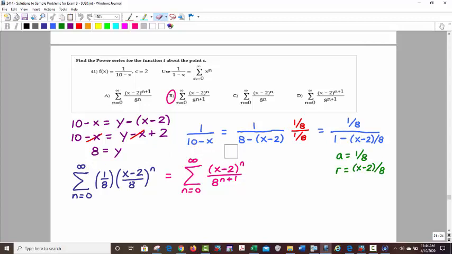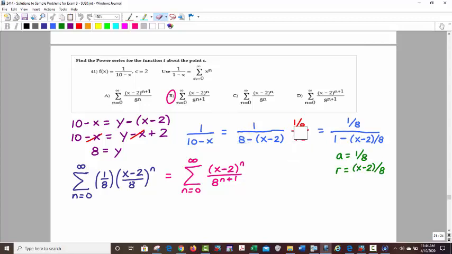So 1 over 10 minus x can now be represented as 1 over 8 minus x minus 2. Now you can check that real easily to make sure that 8 minus x minus 2 does equal 10 minus x. It's very important that it's equivalent, the same thing. The next step will be converting that 8 to a 1, because it's got to be 1 in the denominator. Even though it shows a 1, the numerator can be anything. That just means there'll be some sort of multiple that goes in front of it, because you know the geometric series is essentially ar to the n.